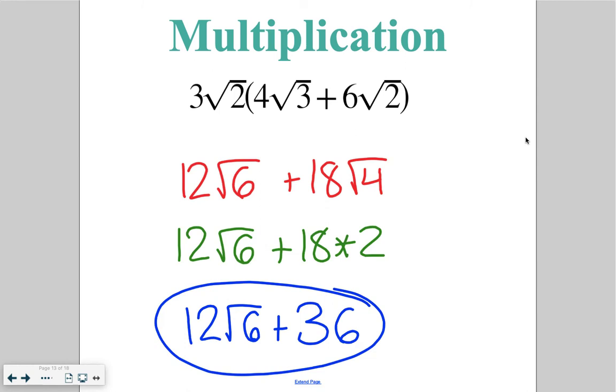So the front part, when we distribute, we get 12 square root of 6. The back part, 13 square root of 4. Square root of 6 can't be simplified. Square root of 4 can. So we end up with 12 square root of 6 plus 36.